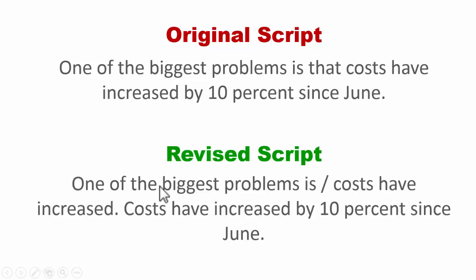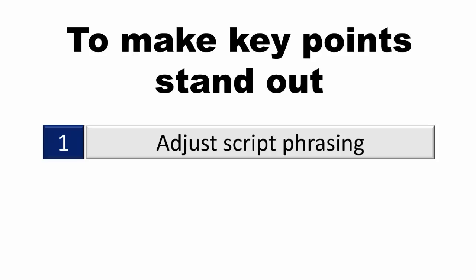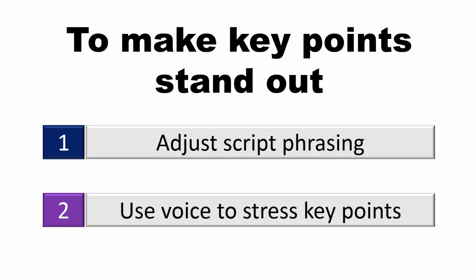So you can see one of the biggest problems is, and here's a pause, costs have increased. Costs have increased by 10% since June. I also added word stress to important words. So I stressed the words costs and increased and 10% because those were the words which I thought were most important.